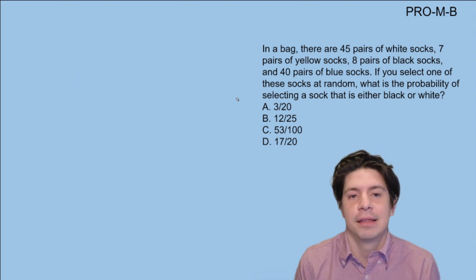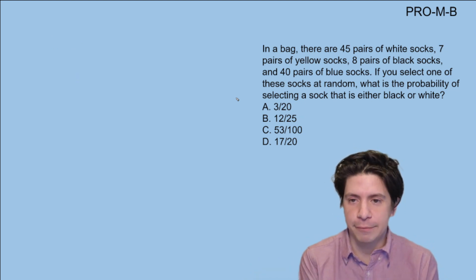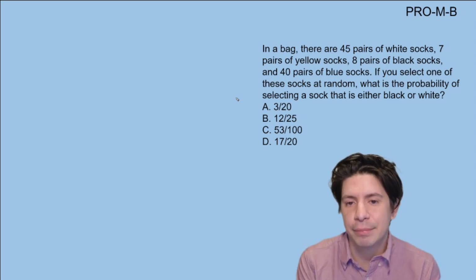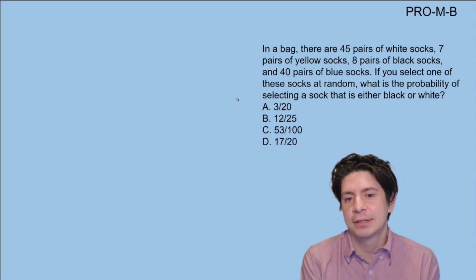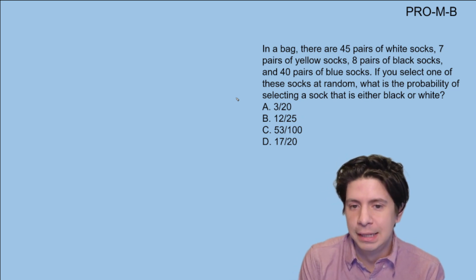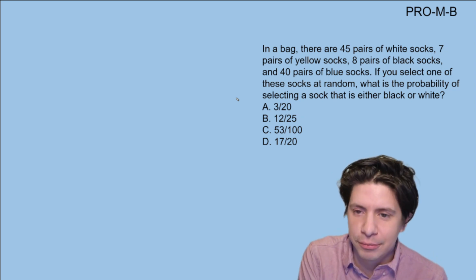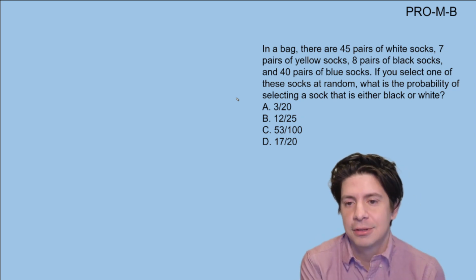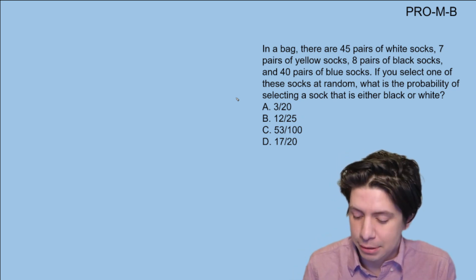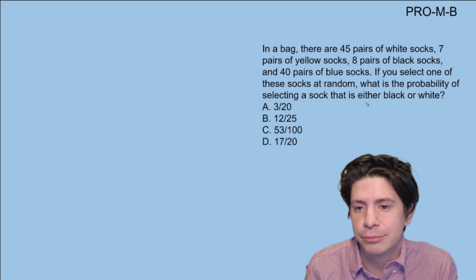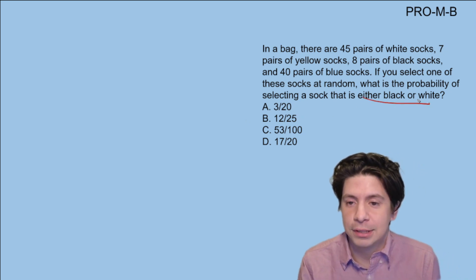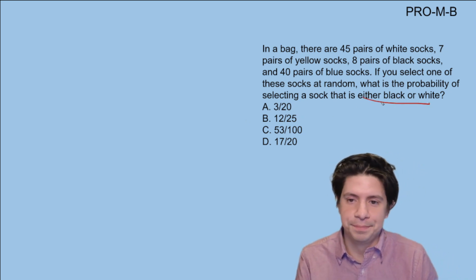Okay, so here you'll see that the question's phrasing is a little different, but that actually won't affect the math too much. So in a bag, there are 45 pairs of white socks, 7 pairs of yellow socks, 8 pairs of black socks, and 40 pairs of blue socks. If you select one of these socks at random, what is the probability of selecting a sock that is either black or white? So this time the phrasing is either, so we're not going to subtract these from the total. We're just going to use these and put them over the total.